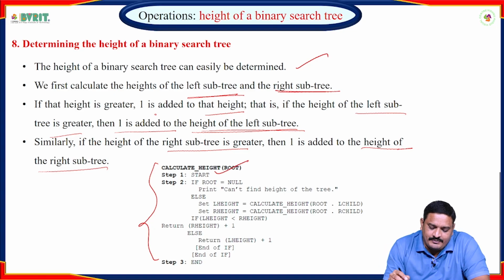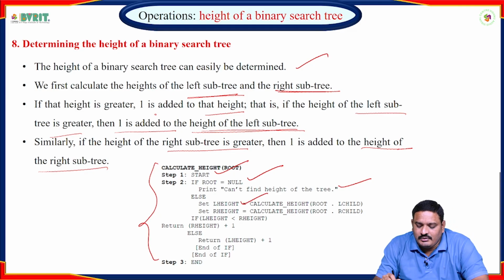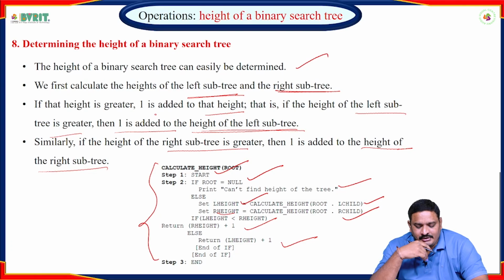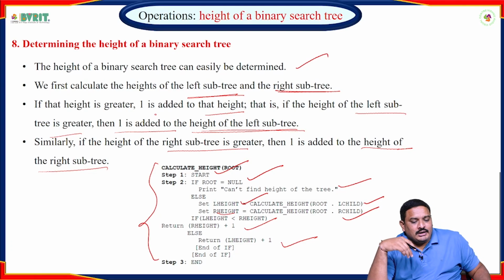The second step is to check whether the root node is null or not. If the root node is equal to null, we cannot find the height of the binary tree. Otherwise, we calculate the height of the left child node. After that, we calculate the right child, root dot right child. If the left height is less than the right height, the right height is incremented by 1, otherwise the left height is incremented by 1. That is the algorithm for the height of the binary tree.